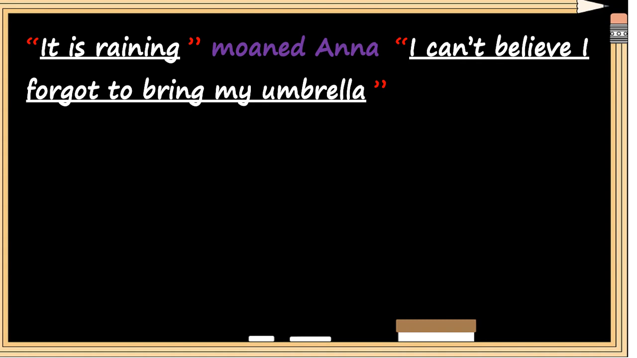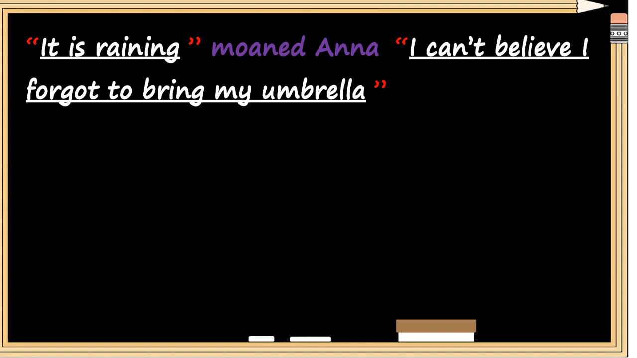So let's have a look. How do you know what to put where? First of all, you need to ask yourself, are these 2 sentences 2 independent sentences, or is it one sentence that continues from the first quote going into the second quote? Let's see. "It is raining" is a complete sentence. "I can't believe I forgot to bring my umbrella." That's also a complete sentence.